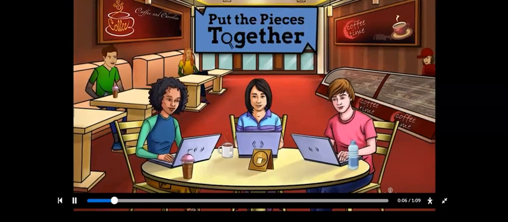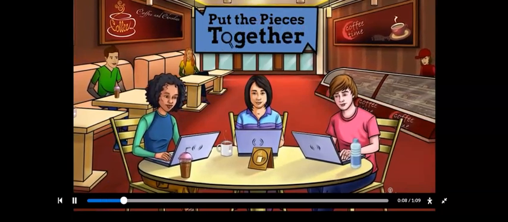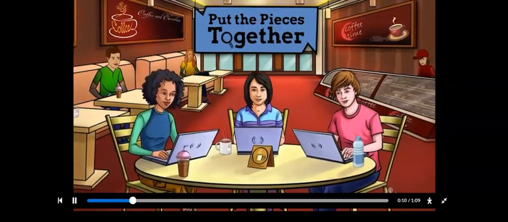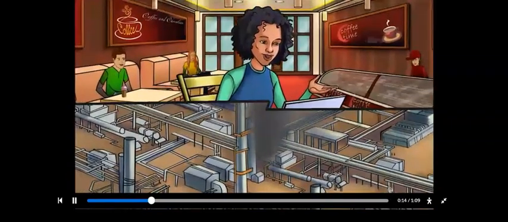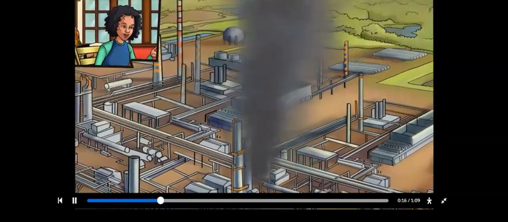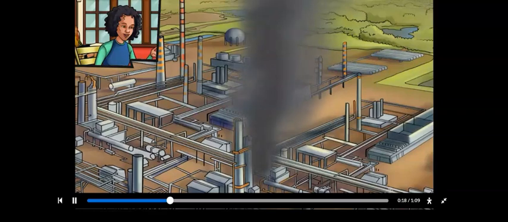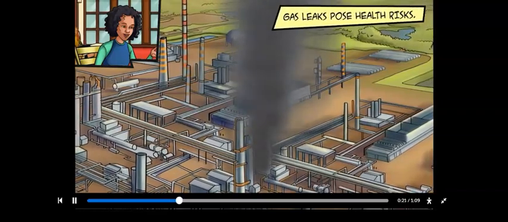Owen, Pam, and Yi are writing a paper about natural gas. It's a big topic, and they need to put the pieces together. I'm reading a blog by a doctor in California who lives near this huge natural gas leak. She's really concerned about people's long-term health.